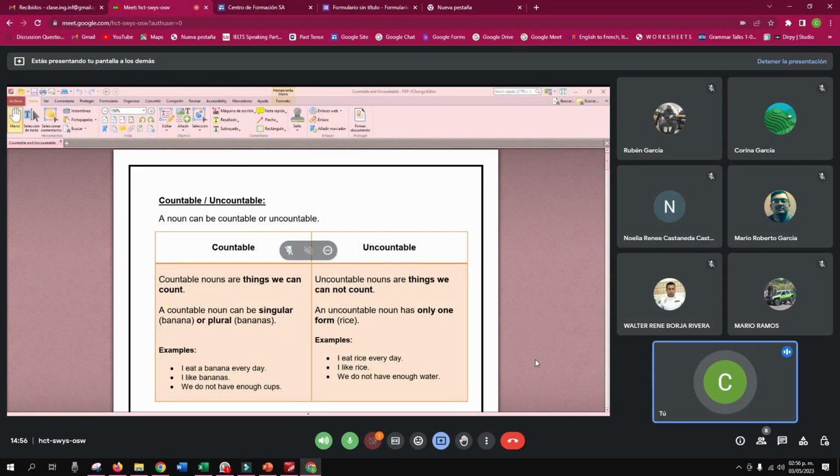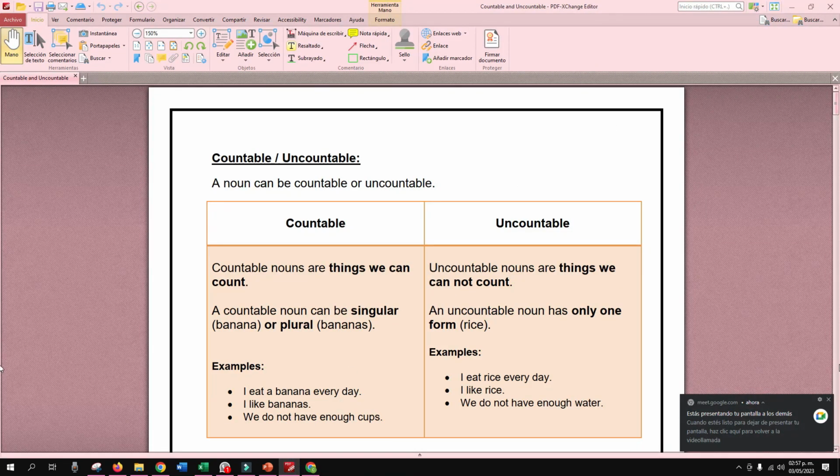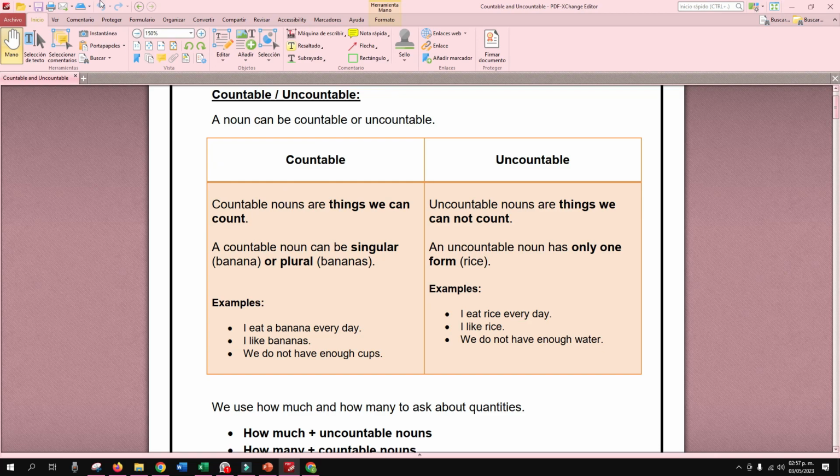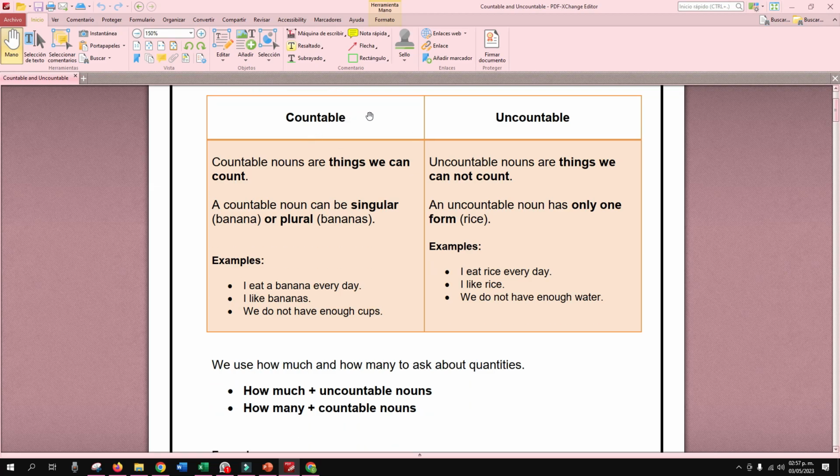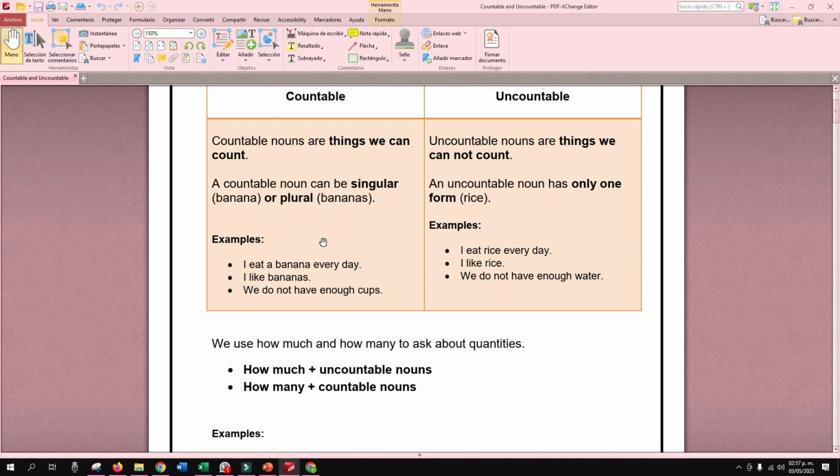Okay, there you have this. Countable and uncountable. We're going to review a little bit about those things, and also we're going to learn something new here. A noun can be countable or uncountable. You know this, right? Countable nouns are things we can count. A countable noun can be singular, banana, or plural, bananas. For example, I eat a banana every day. Or you can say, I like bananas. We do not have enough cups, right?